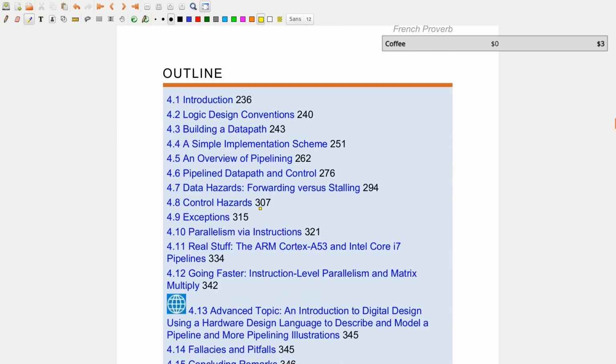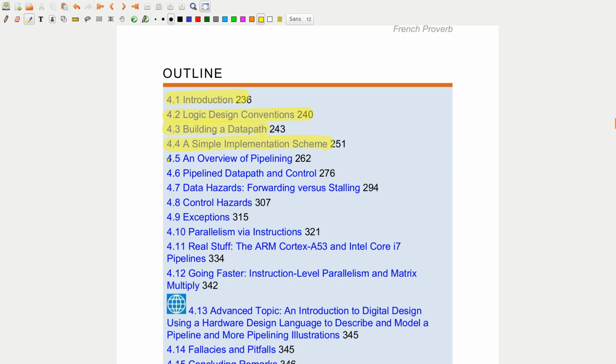So what are we going to be covering in this lecture? We're going to introduce what a processor is. We're going to need to build a couple logic design conventions. We're going to talk about the data path, something that we mentioned in Chapter 2. We're going to look at how we can simply implement a processor. So what are the basics that we need if we wanted a processor?